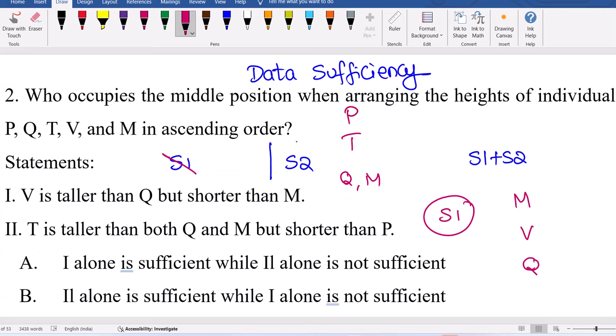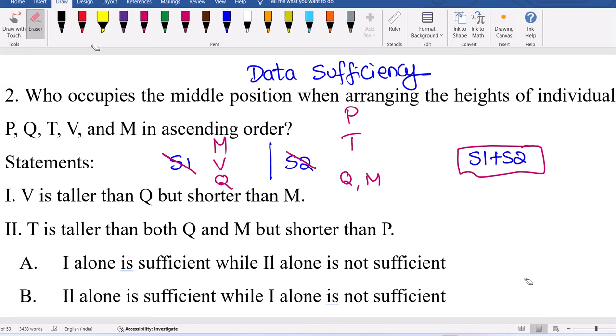T is shorter than P, T is taller than Q and M. But here also we have an issue. We are not able to find who is the middle. Okay, 2 alone is not possible, 1 alone is not possible. Now we have to go for together. Alone we have to try first. If not possible, go for together. 1 alone not possible, 2 alone not possible.